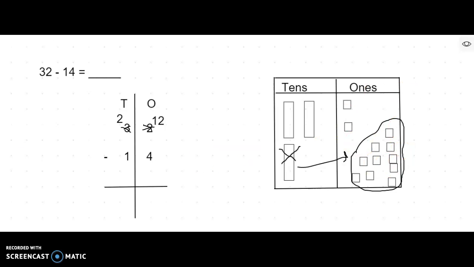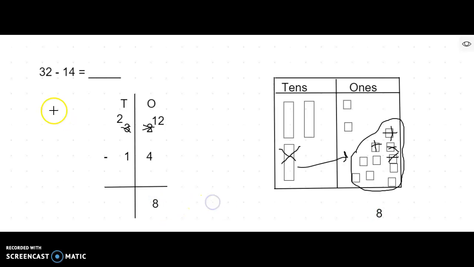And I need to take away 4. This is going to be a lot easier. Let's do this. I'm going to cross out 1, 2, 3, 4. That leaves me with 1, 2, 3, 4, 5, 6, 7, 8 ones. I have 8 ones left now. That makes a lot more sense to me.